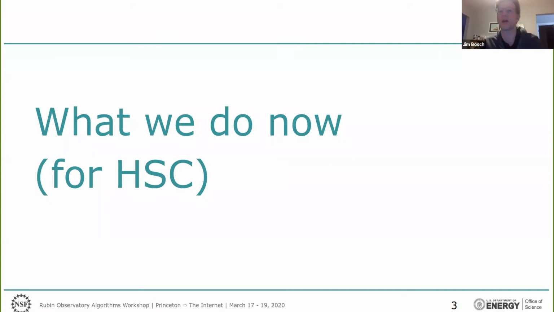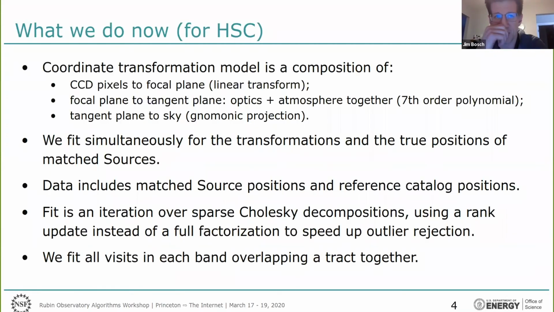So what we do right now is really focused on HSC. This is the data set that we've processed at scale with the pipelines as they exist. And so while the code we're running was absolutely intended for LSST, all the results here you'll see right now are for HSC. So we fit a composite transformation model.